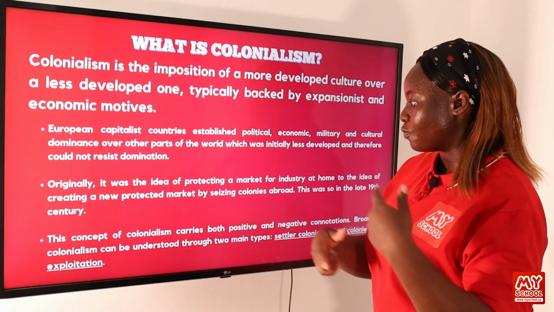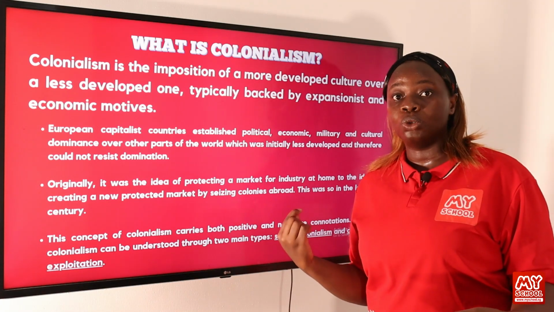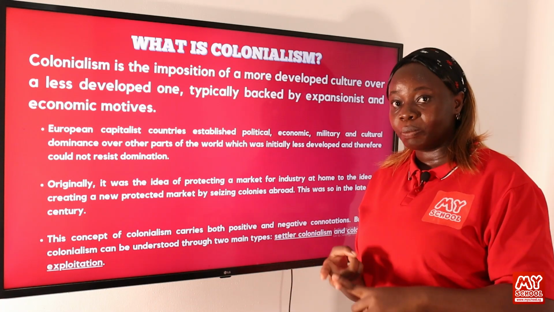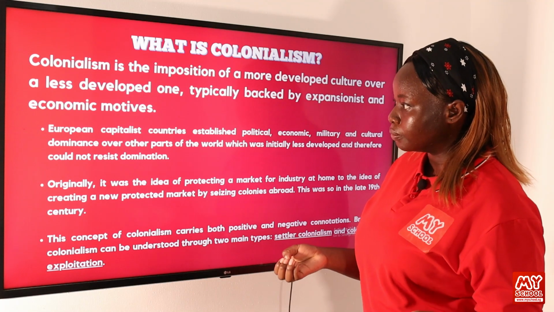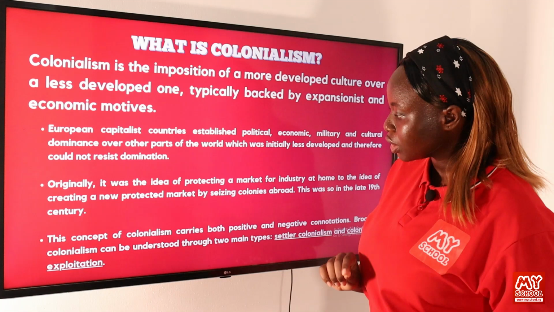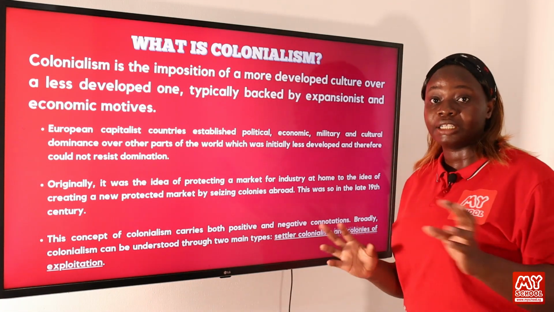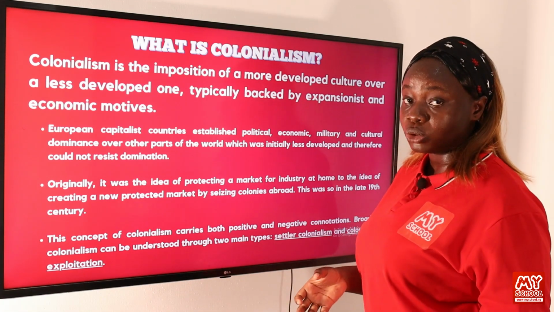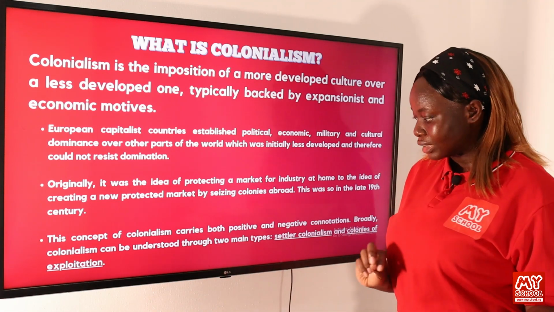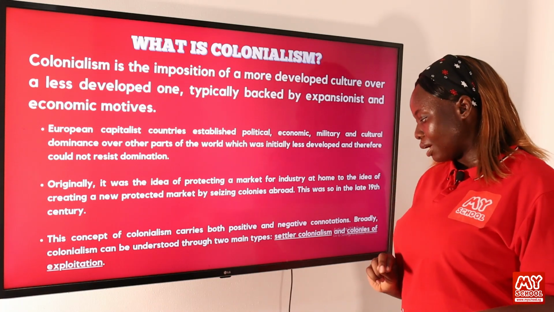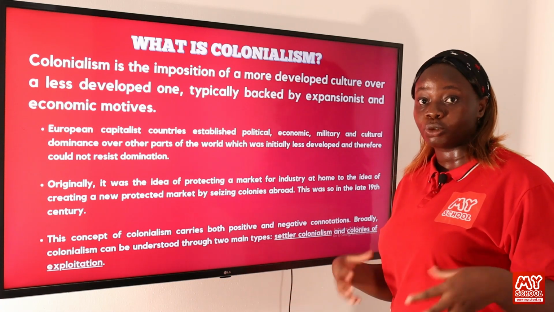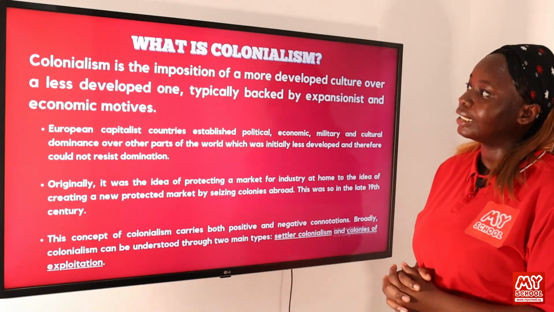Then eventually it evolved into a system of seizing colonies abroad so that they can dominate that colony, right, politically, economically, and in other senses. So this was so in the late 19th century. This concept of colonialism carries both positive and negative connotations. So you can see colonialism in a positive light and in a negative light. So there are two broad ways of understanding colonialism. We have settler colonialism and the colonies of exploitation. So we're going to discuss these two various strands of colonialism. Now let's move on to the next slide.